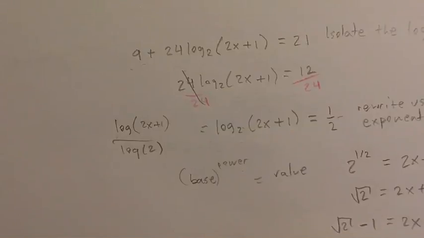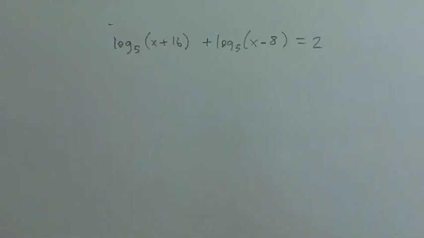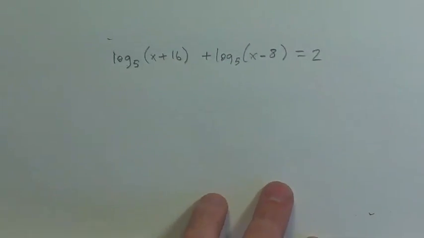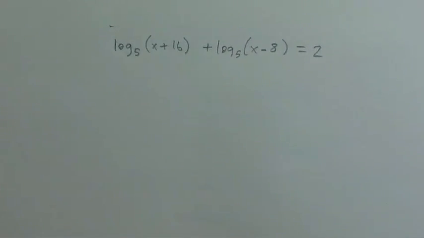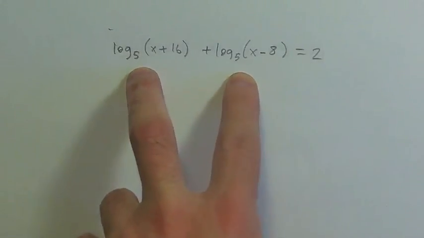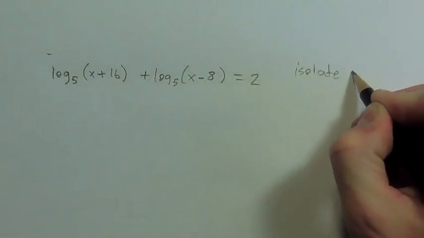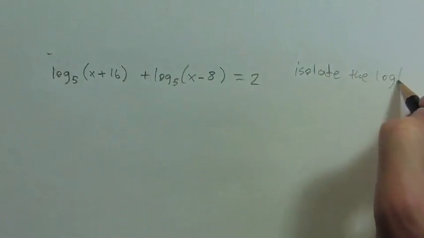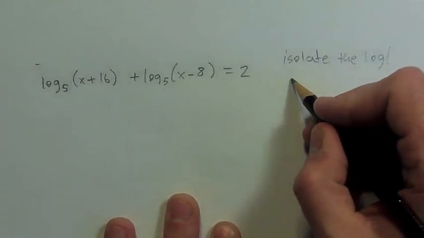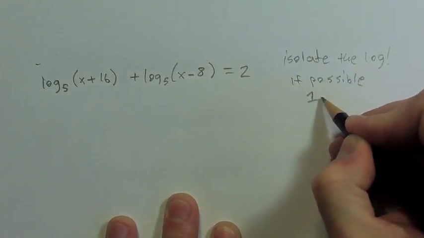Alright, let's look at another example. Say we have an equation like this: log base 5 of x plus 16 plus log base 5 of x minus 8 is equal to 2. So what we're dealing with here is a situation with two logs of the same base. Remember, our first step is always to isolate the log. So in this case, that actually means getting a log of one expression. So if possible, one log.